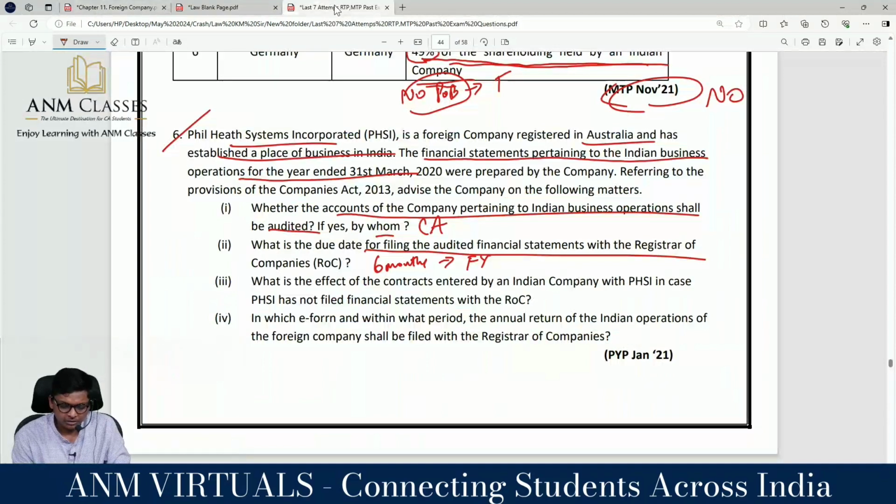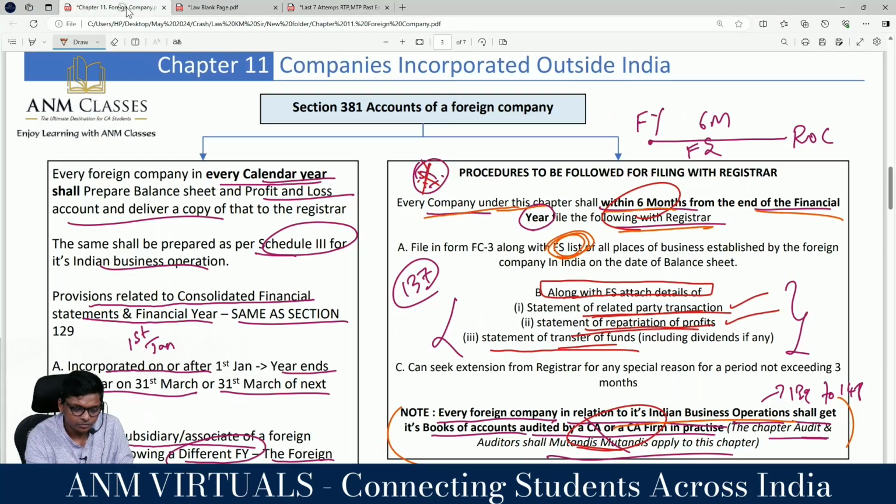Clear? Next. What is the effect of the contract entered by Indian company with PSHI in case FS is not filed? If FS is not filed, what happens? Penalty, section 392. Is the company's transaction still valid with respect to Indian company? Section 393. What is 393?